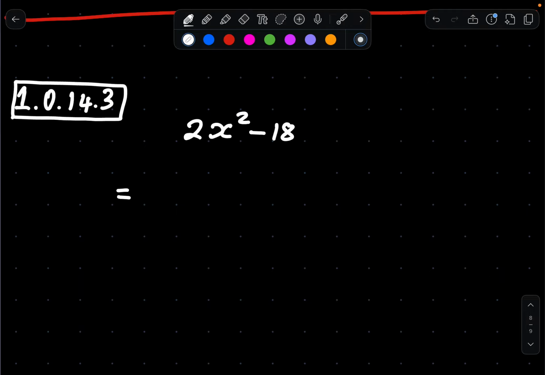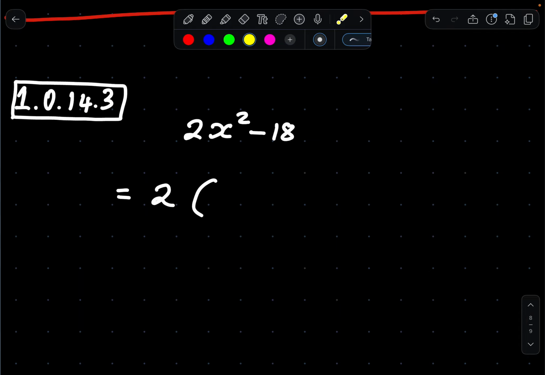In this question, we are asked to factorize fully. Step number 1 is to check if we have the highest common factor. And we can see that the highest common factor of 2x squared and 18 is 2. So we can take it out.